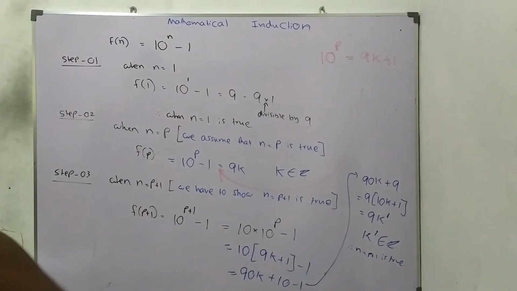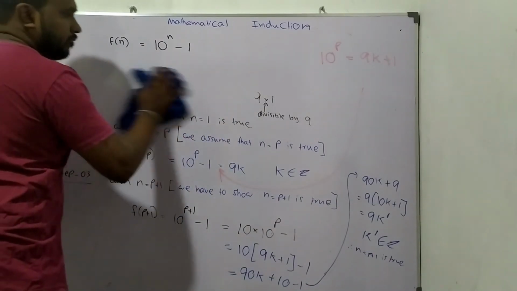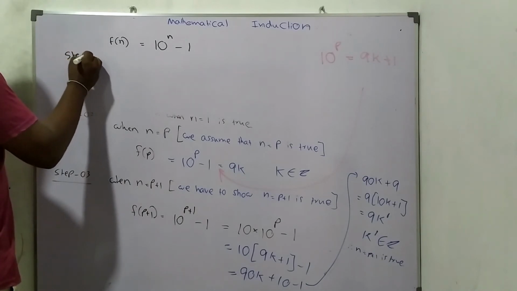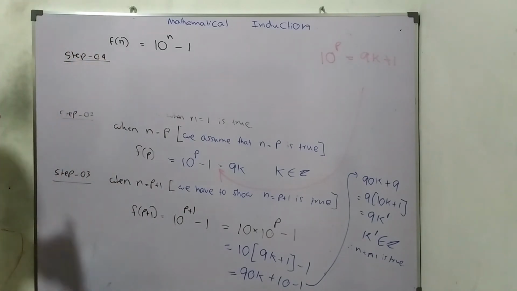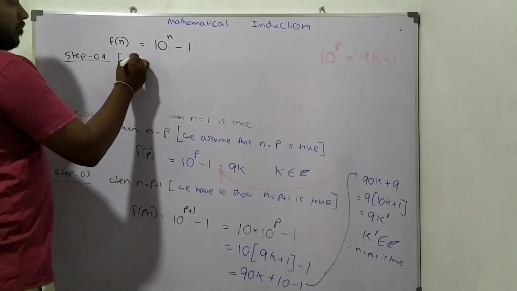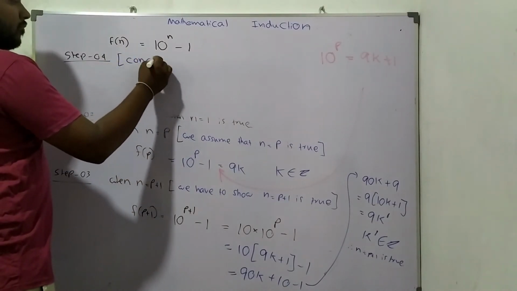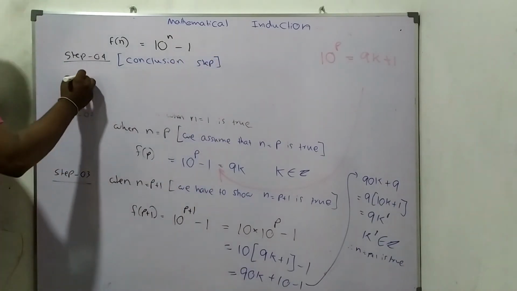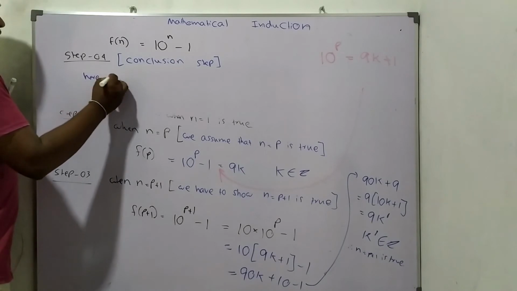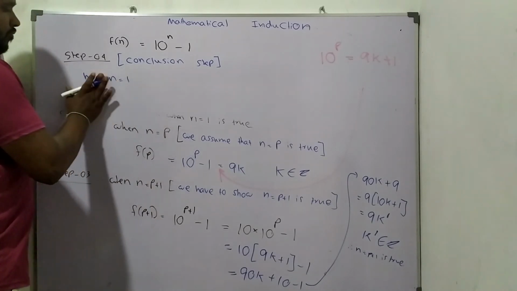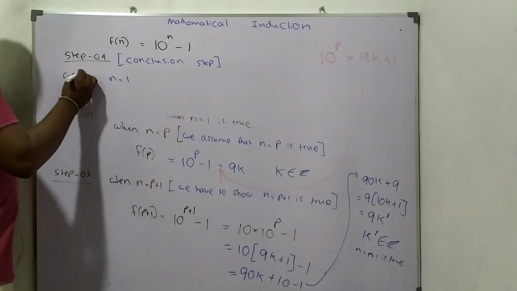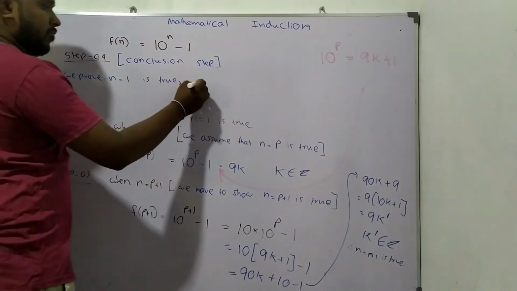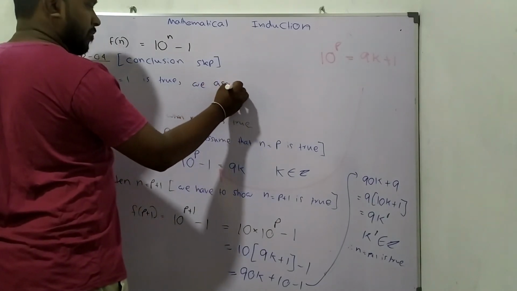n equals p plus 1 is true. So step number 3 is also over. Next, step number 4, you have to state your conclusions. What is the conclusion? We proved n equals 1 is true, and n equals p was assumed true, and here n equals p plus 1 is also true. Therefore, for all integers the statement is true.